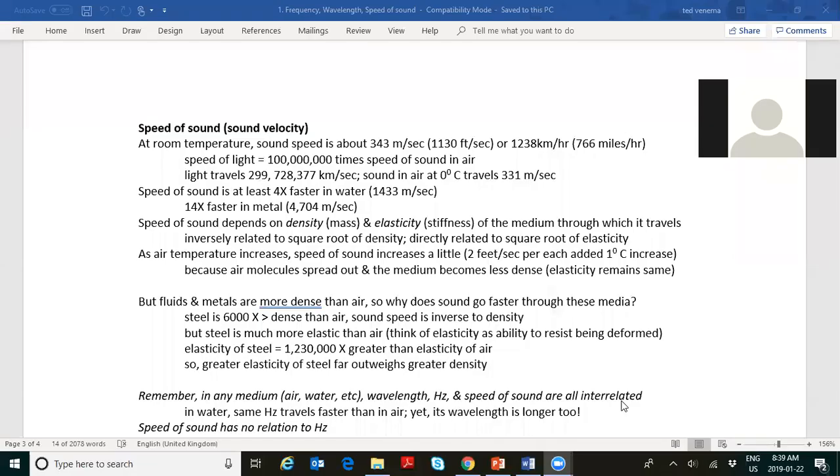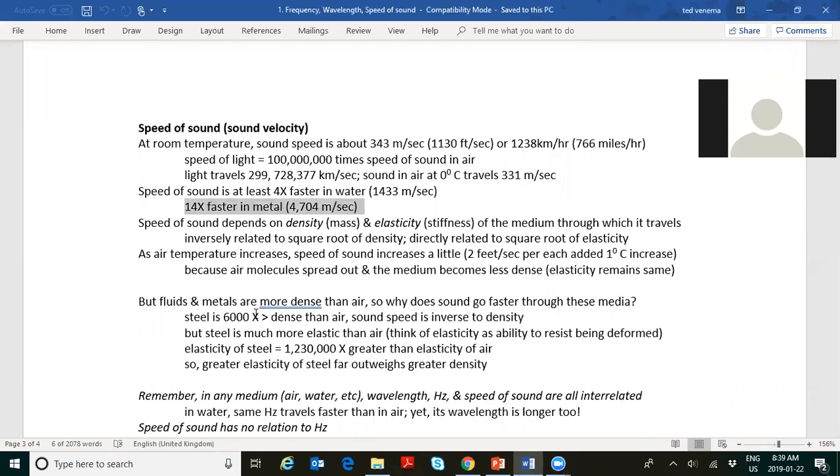So we'll share a screen here again, comparing the speed of sound to the speed of light. Well, light is fast. You see the lightning way before you hear the thunder. Okay, so thunder happens way later because sound goes slower. So the speed of sound is 4 times faster in water than it is in air. And it's 14 times faster in metal than it is in air.